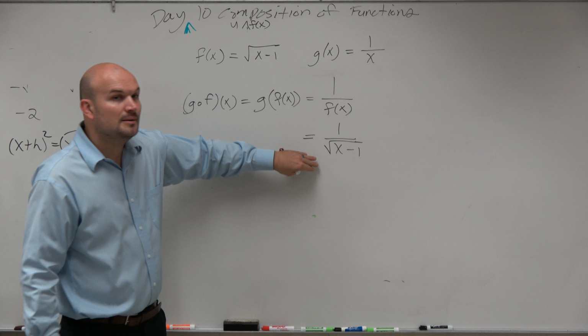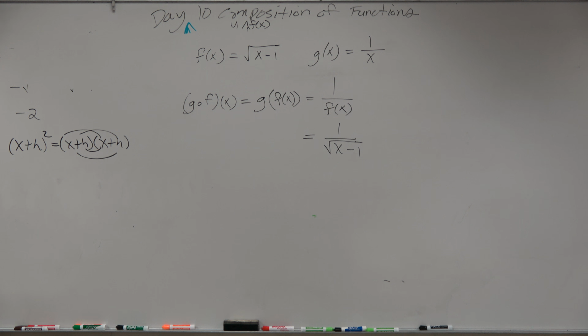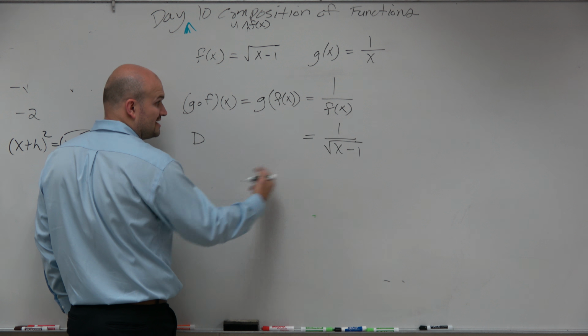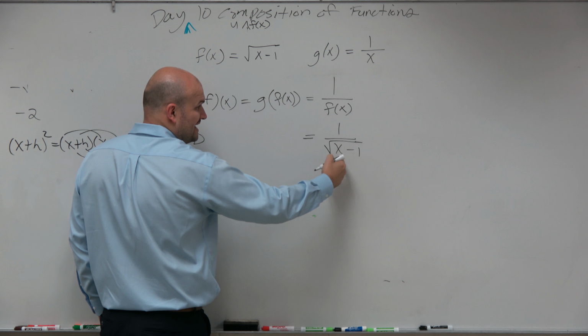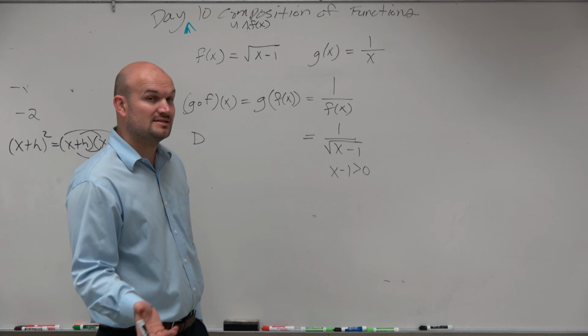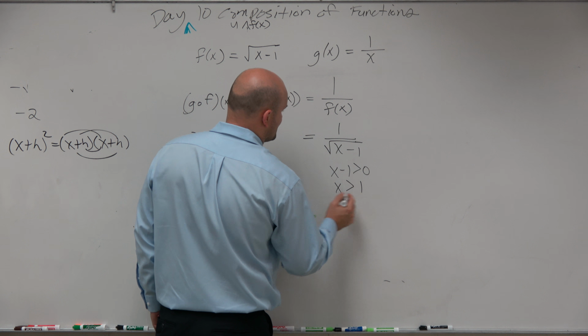We're good here, but now, ladies and gentlemen, what we want to do is when we're doing compositions of functions, the next thing we'd ask you guys to do is define the domain. You guys should be familiar with the domain here and say, oh, okay, whatever is in here has to be greater, x minus 1 has to be greater than 0. It can't be equal to, because that makes the denominator 0. So we see that x has to be greater than positive 1.